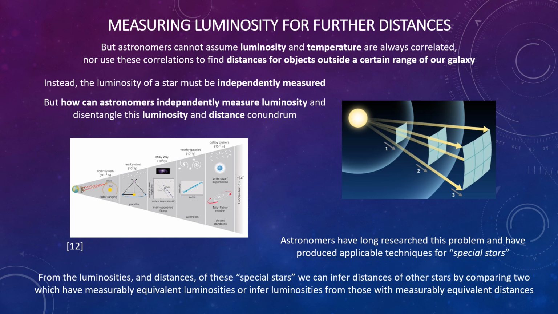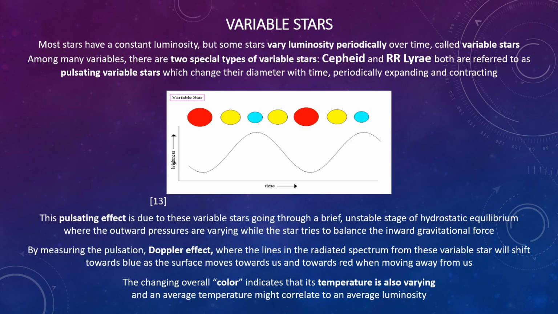From the luminosities and distances of these special stars, we can infer the distances to other stars by comparing these two measurements and finding equivalent luminosities, or infer the luminosities from those which have measurably equivalent distances. Many of these special stars that we are going to talk about are what we call variable stars. Most stars have a roughly constant luminosity, but some stars have luminosities that vary periodically over time.